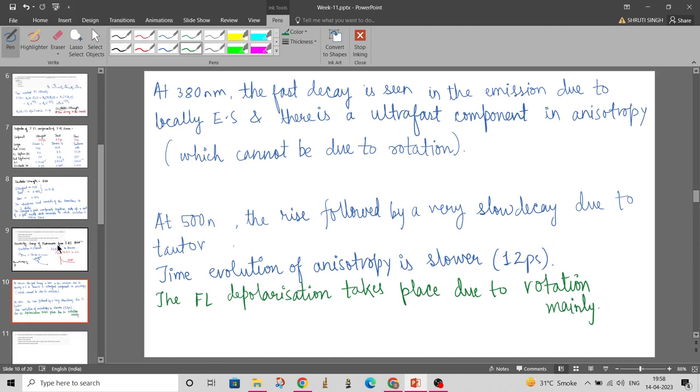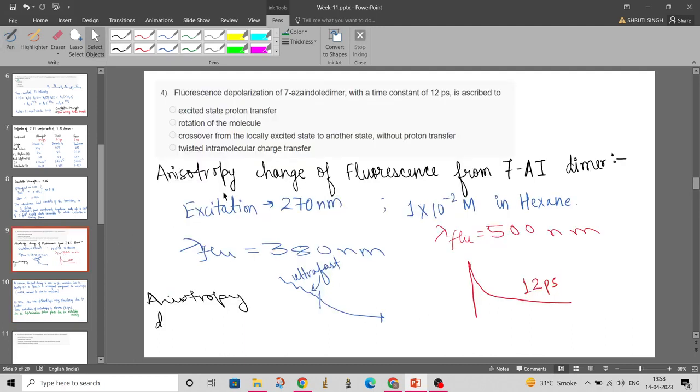So to answer this question: the time constant of 12 picosecond is ascribed to excited state proton transfer, rotation, crossover from the locally excited state to another state without proton transfer, or twisted intramolecular charge transfer. So the answer is B, rotation of the molecule.